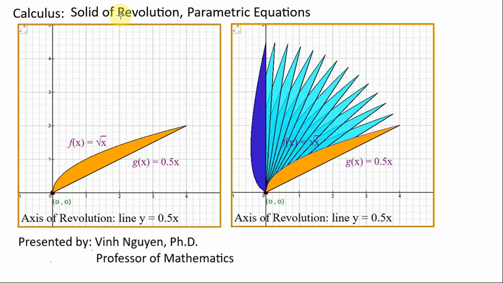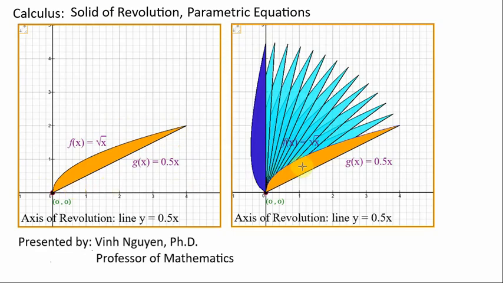This video is on solid revolution. Here I have the graph y equal to the square root of x, and here I have the graph y equal to 0.5x. I'm going to revolve this region right here about the line y equal to 0.5x.